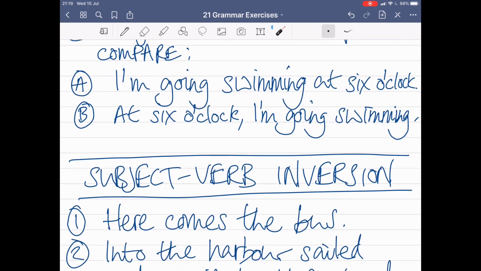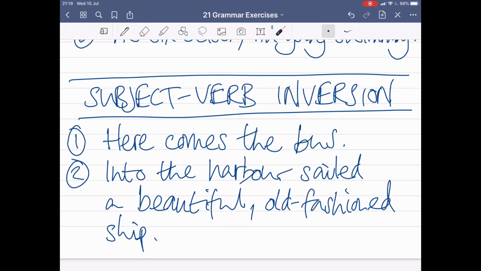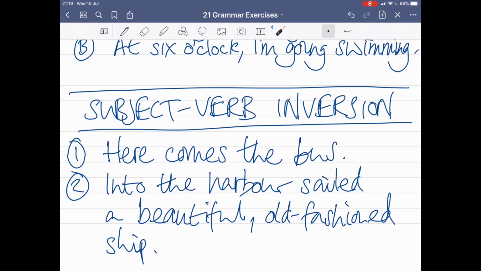Okay, let's go back to inversion. Subject-verb inversion. Some of this has become formulaic language, the language which just is standard. So here we have an adverb of place. Here comes the bus. It would be unusual to say, here the bus comes. In fact, that just sounds wrong, okay? Notice we can't say, here comes it. In that case, we would have to say, here it comes.